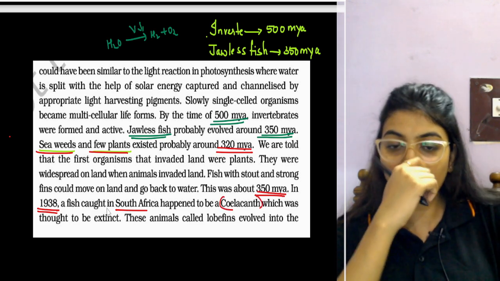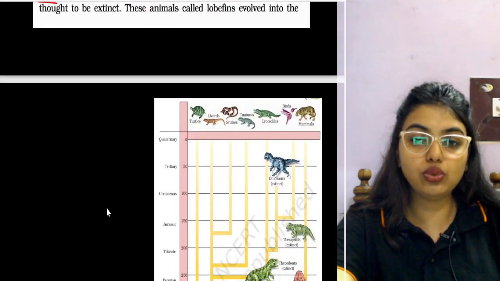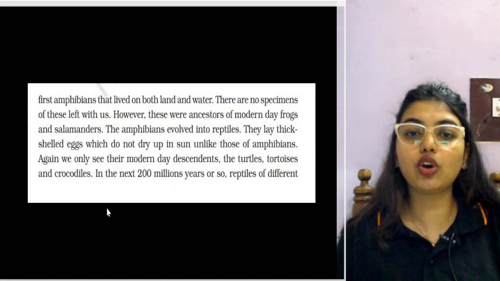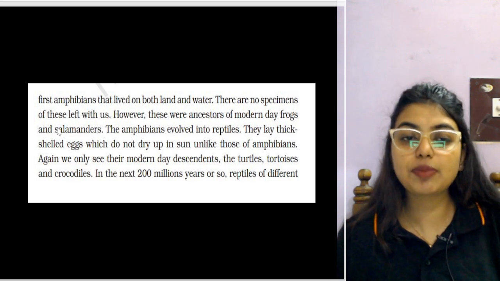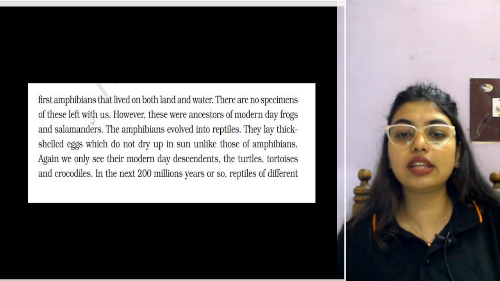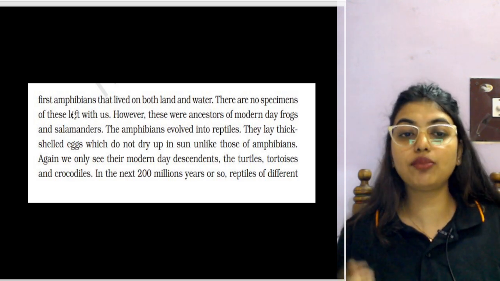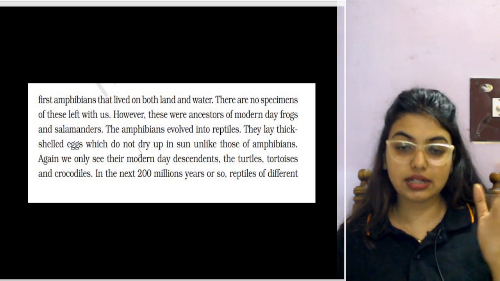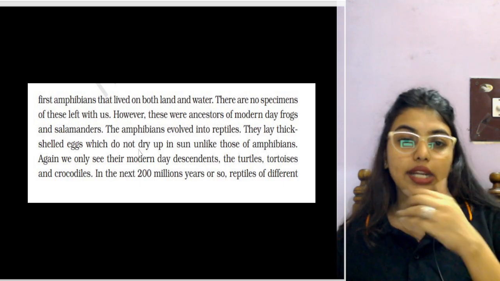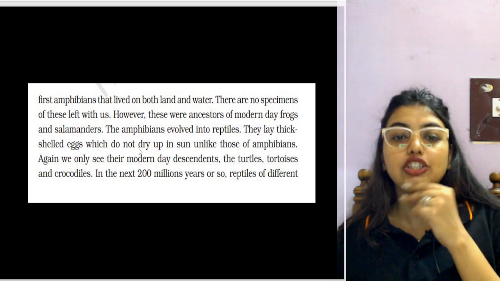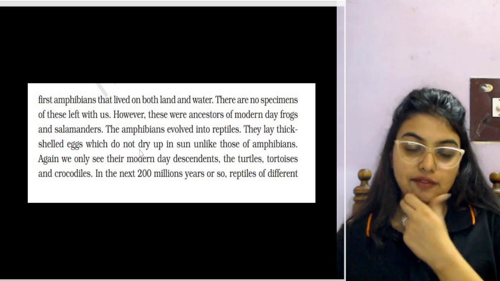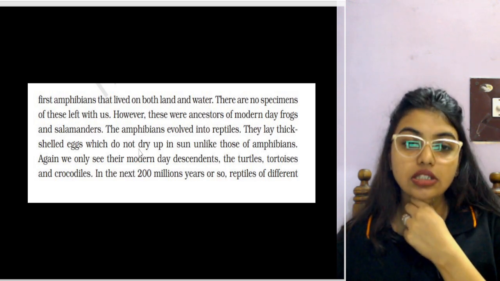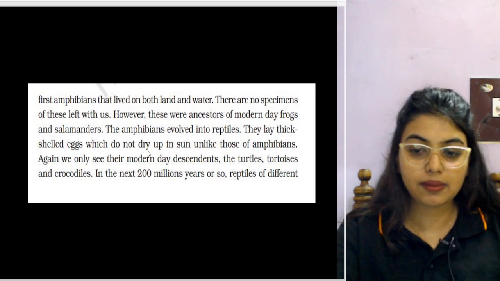These animals called lobe fins evolved into the first amphibians that lived on both land and water. There is no specimen of these left with us. However, these were the ancestors of modern day frogs and salamanders. The amphibians evolved into reptiles. They lay thick shelled eggs which do not dry up in sun, unlike those of the amphibians. Again, we only see their modern day descendants, the turtles, tortoises, and crocodiles.